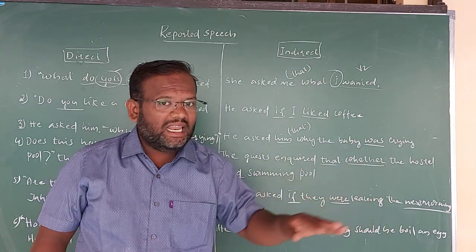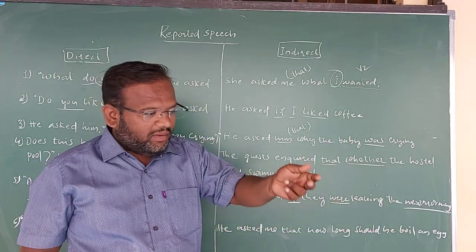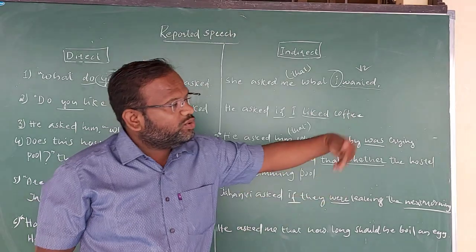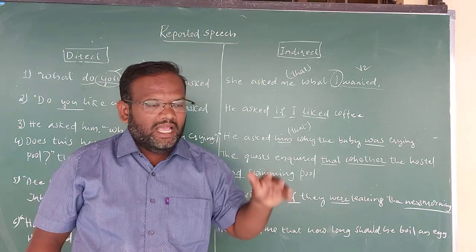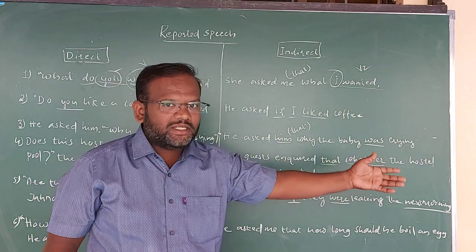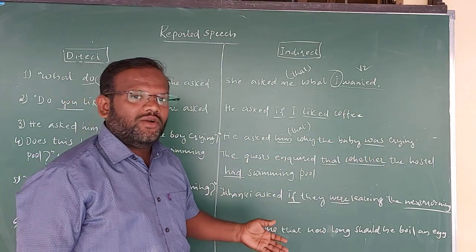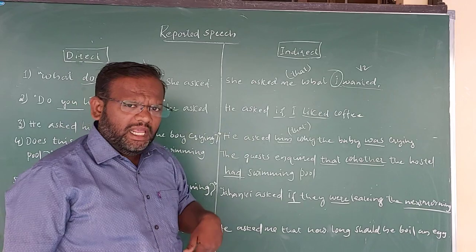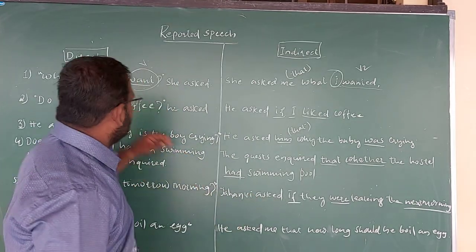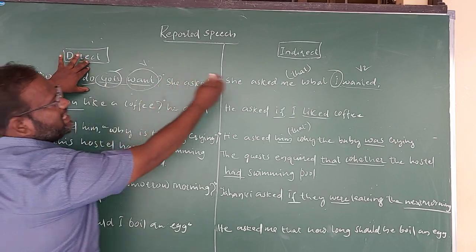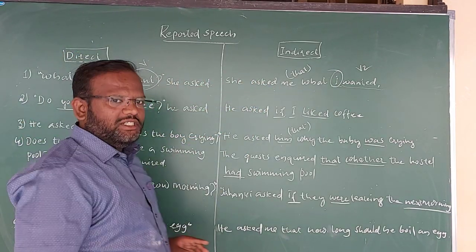What do you want? If she is asking me like this, then in indirect form, if I am explaining the same sentence to a third person, first person, second person conversation is going on. If I want to explain to a third person, then definitely I am using the words that she asked me what I wanted. Hope you are understanding the situation, sir. So you will change as I, right?